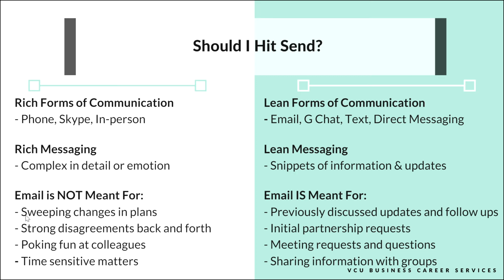And then email is meant for previously discussed updates and follow-ups. Hey, we just had this meeting. I know everyone took notes, but here's the updates. Here's what everyone needs to know. Initial partnership requests. You never met somebody, right? And you're asking to meet with them and talk to them and introduce yourself to them. Meeting requests and questions, and then sharing information with groups. Again, you've chatted about some information. Everyone's on the same page about it. Here's some information about what's going on, so you know what's new and you know where things are headed.